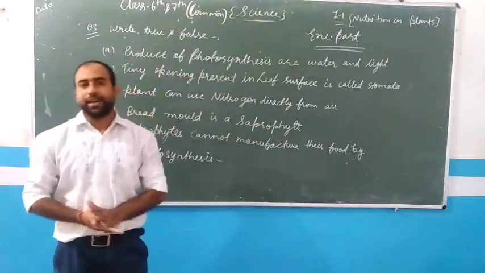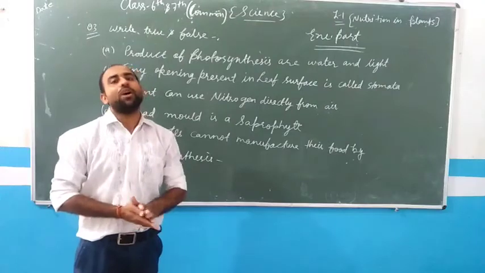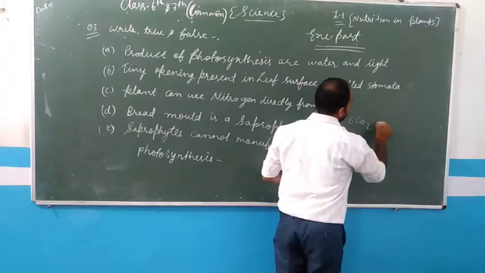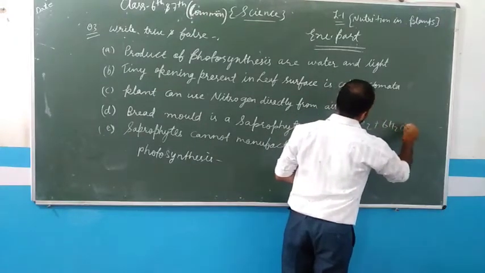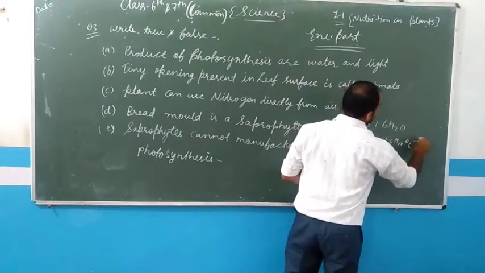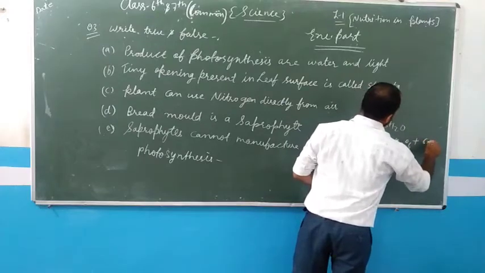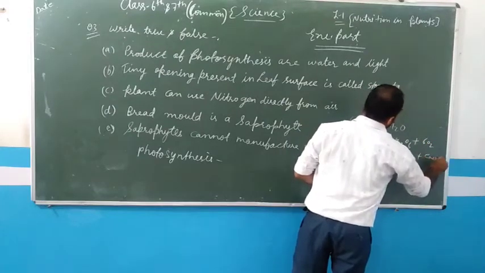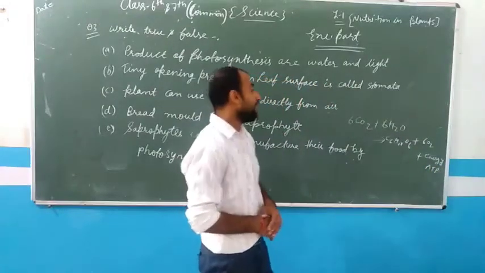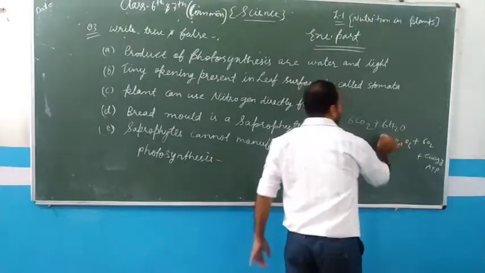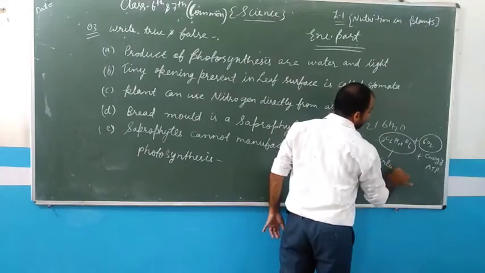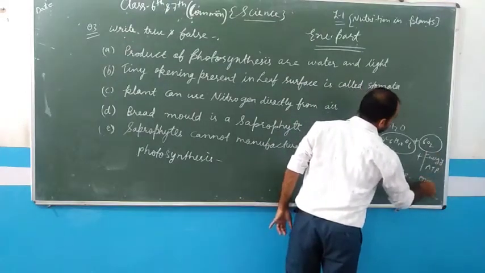I have told you already what takes part in photosynthesis. I have already told you the chemical reaction also: 6CO2 plus 6H2O gives C6H12O6 plus 6O2 plus energy in the form of ATP. How many ATP are released here? 38 ATP, right? So what are the products here? The products are glucose and oxygen.